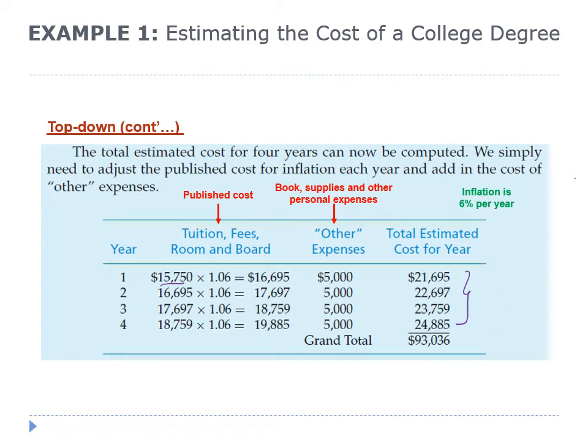By multiplying it with a factor of 1.06, and then we total up the adjusted published cost with other expenses, which is fixed at $5,000, to yield about $21,000 as the cost for year 1. Similar calculations are applied for the second, third, and fourth year, and this eventually gives us a total estimated cost of about $93,000 for a 4-year Bachelor of Science degree.